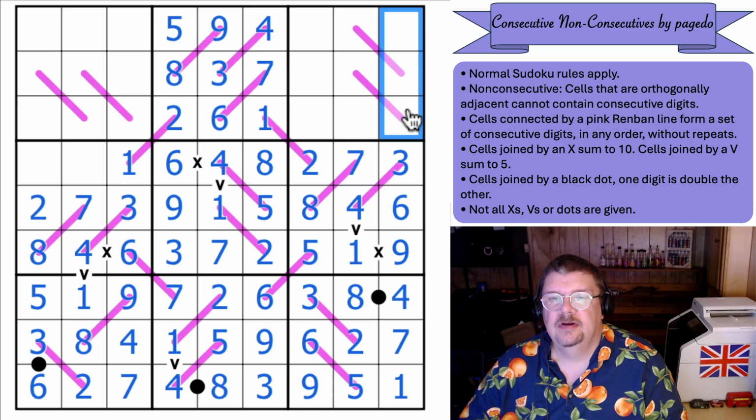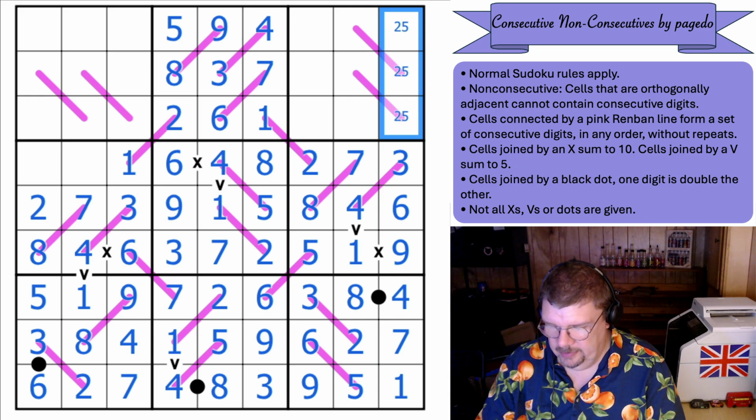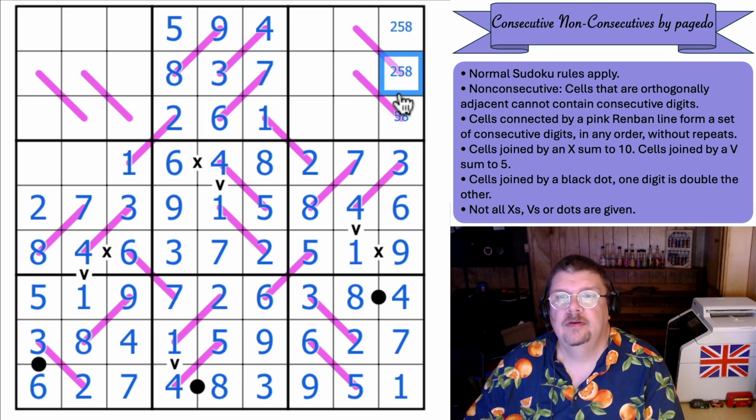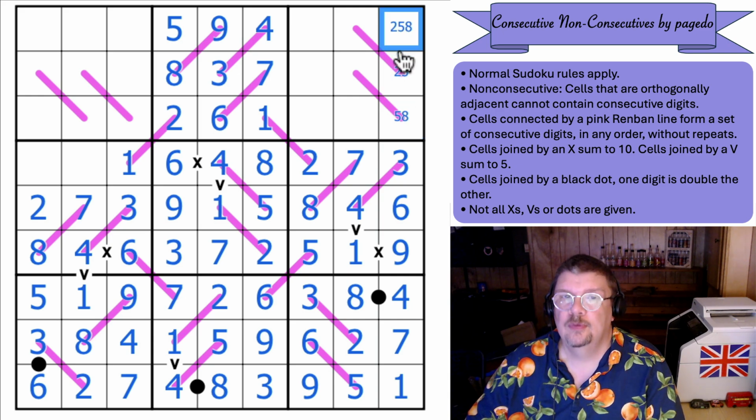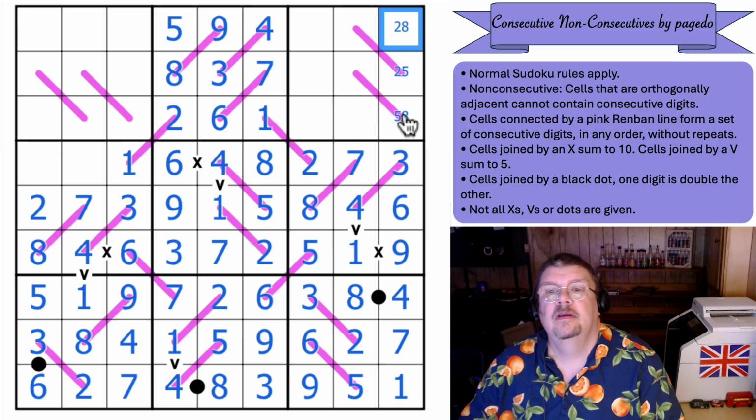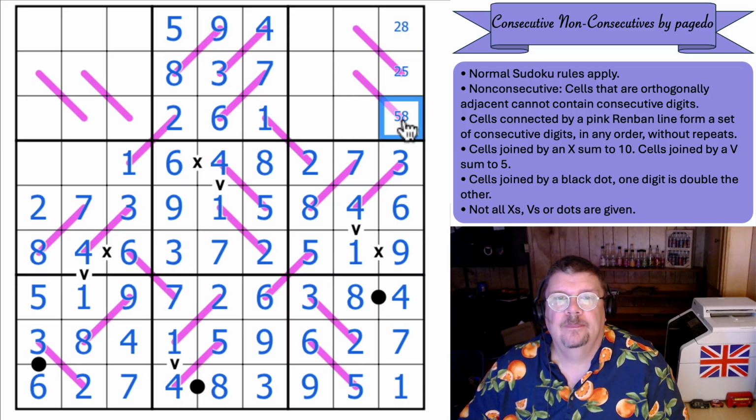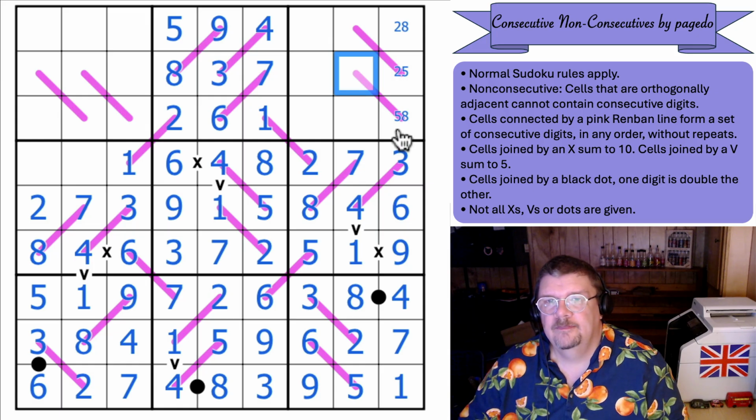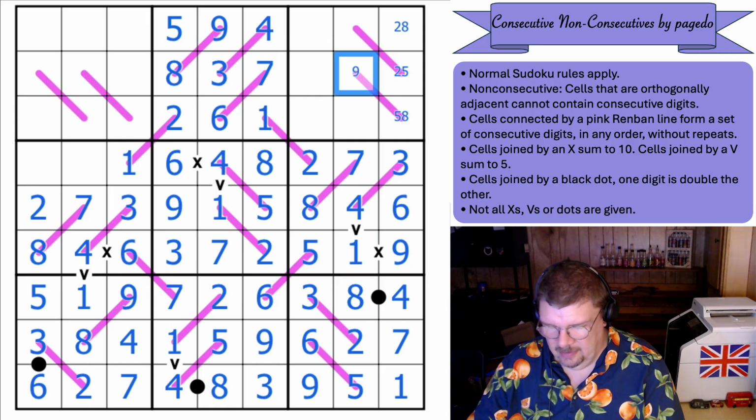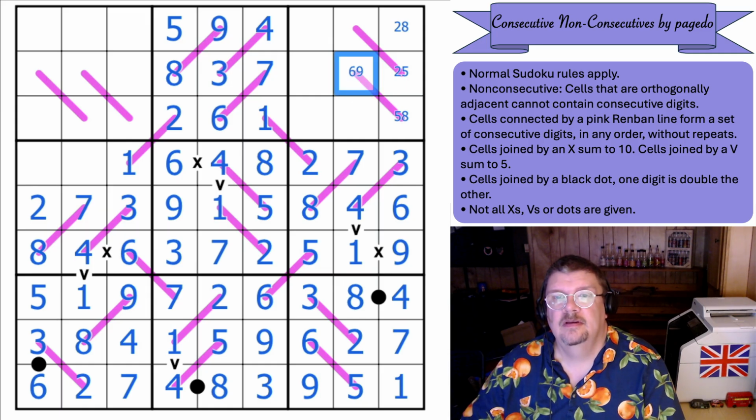Okay, these 3 digits are 2, 5, and 8, and we don't know the order, but we do get some small eliminations. So if this is 8, then this would have to be a 9 because it can't be a 7. And if this is a 5, this would have to be a 6. So 8, 9, or 5, 6.